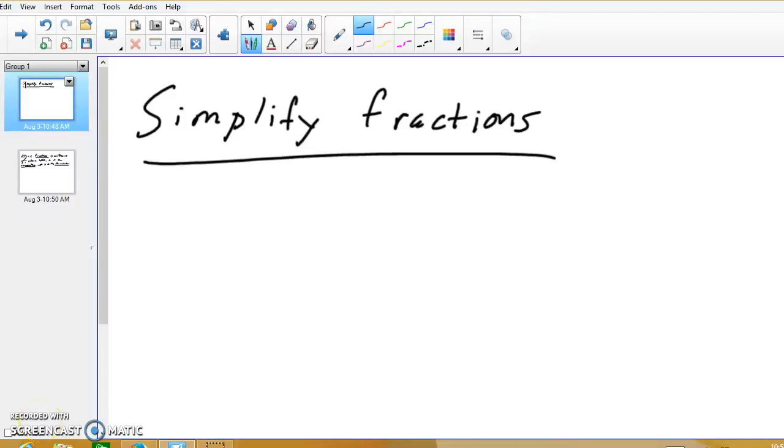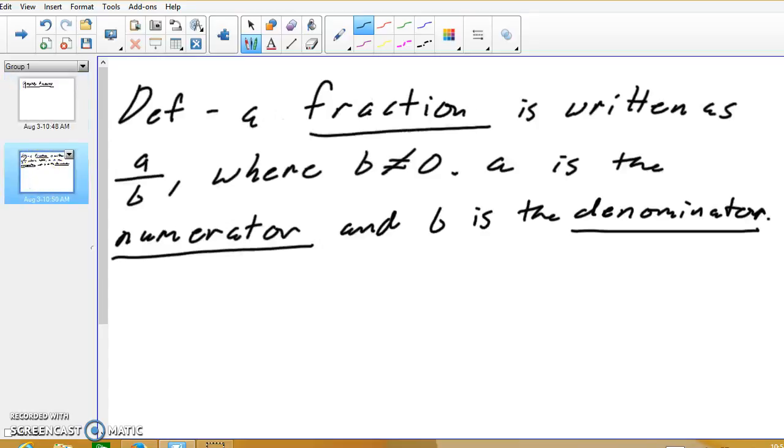In this lesson, we're going to learn about how to simplify fractions. So first off, what is a fraction? Well, a fraction is written as a over b, where b cannot equal 0. I'll explain a little bit more in depth on why b can't equal 0 in a minute or two. And then a is what is called the numerator of the fraction, and b is the denominator of the fraction.